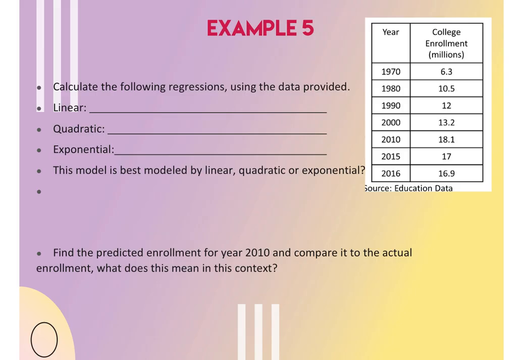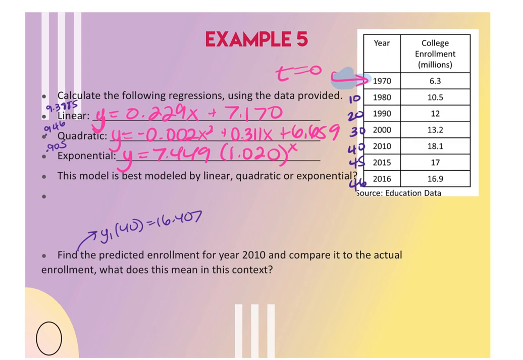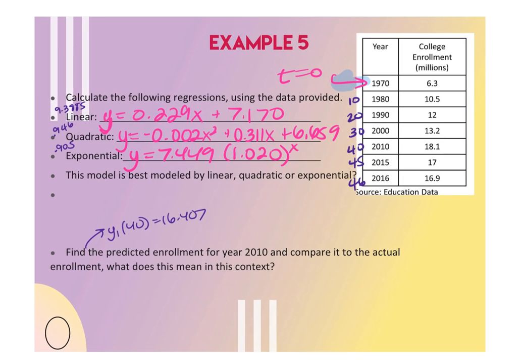Okay, one more. Try it all the way through. Quadratic worked again, okay? So the linear should have been y equals 0.229x plus 7.170. Quadratic y equals negative 0.002x squared plus 0.311x plus 6.659. Exponential y equals 7.449 times 1.02 to the x. And from our r squareds, we got that the best model was quadratic. Then it asked you to predict enrollment for 2010, and that was 16.407. Then it wants you to compare it to the actual 2010, which was 18.1.